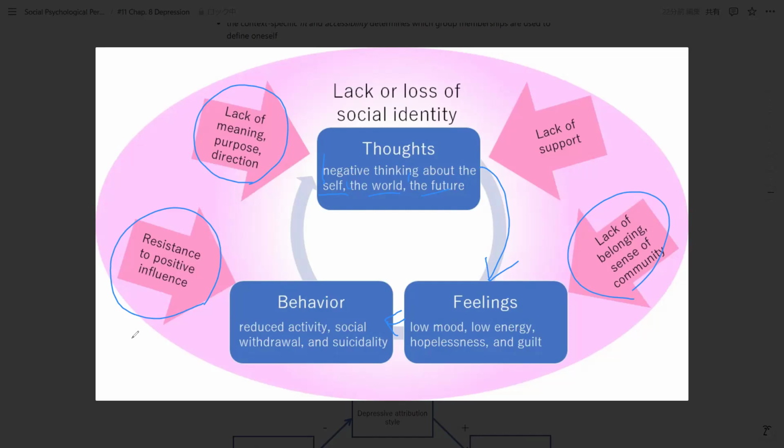So you cannot really benefit from positive influence from others. And then this would further lead to negative thoughts and negative feelings and negative behavior. Okay.